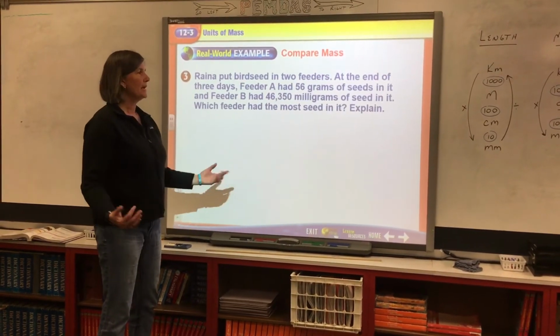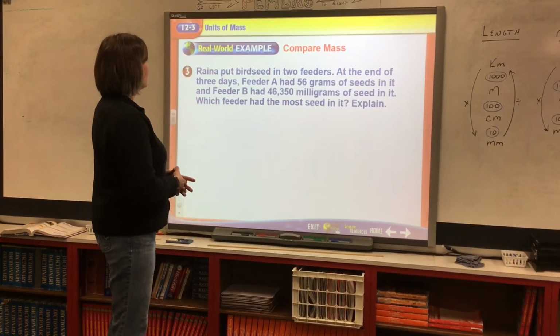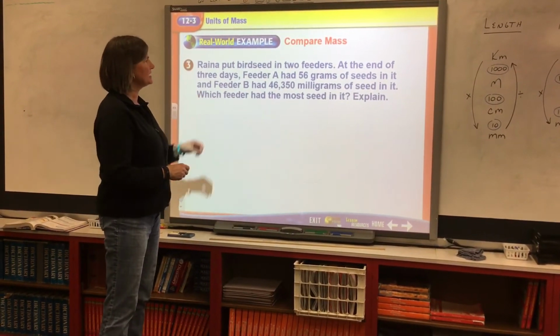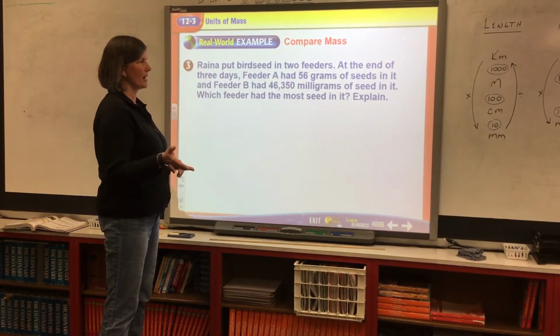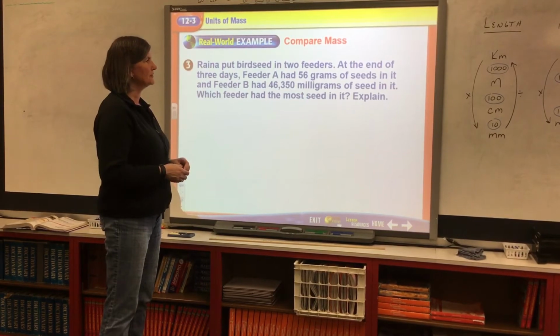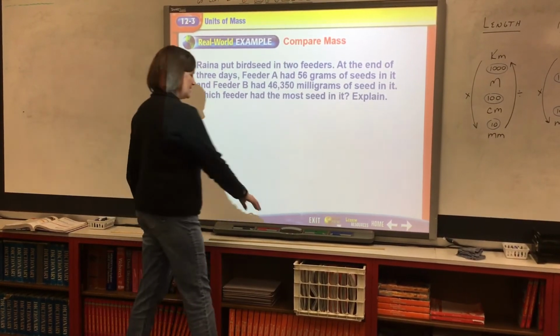Now, we can compare mass also, looking at one unit and comparing it to another unit. For example, it says Raina put birdseed in 2 feeders. At the end of 3 days, feeder A has 56 grams of seed in it, and feeder B has 46,350 milligrams of seed in it. Which feeder has the most seed in it?